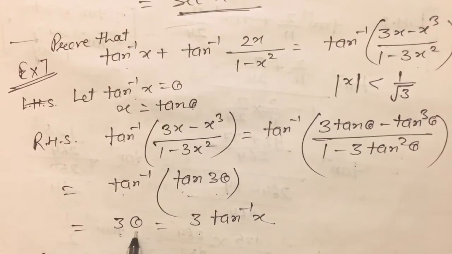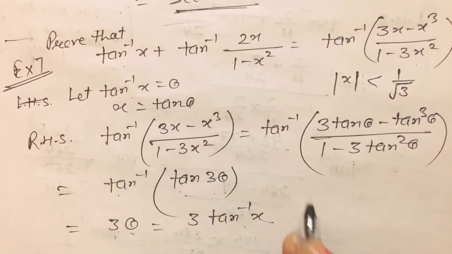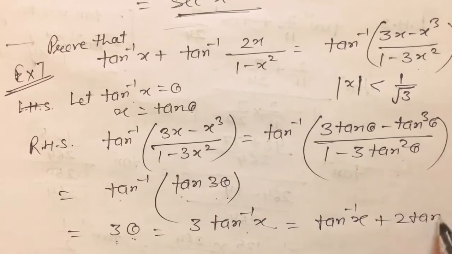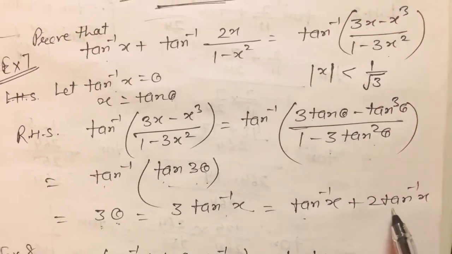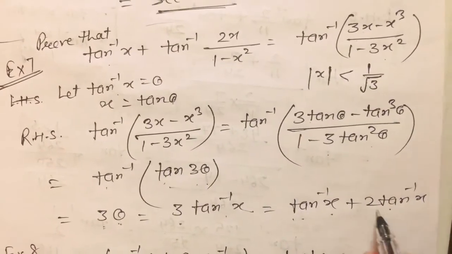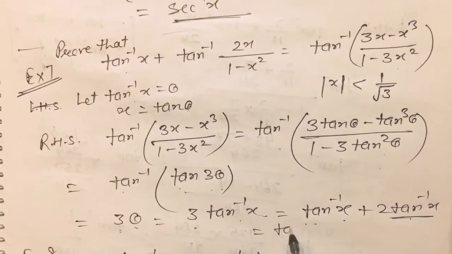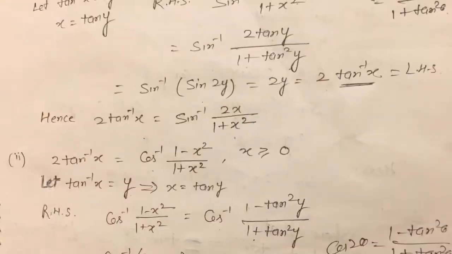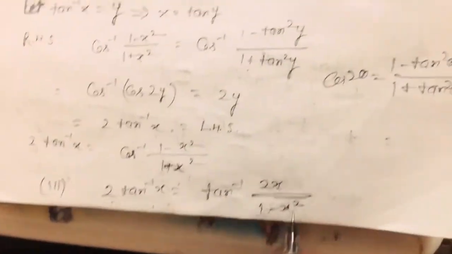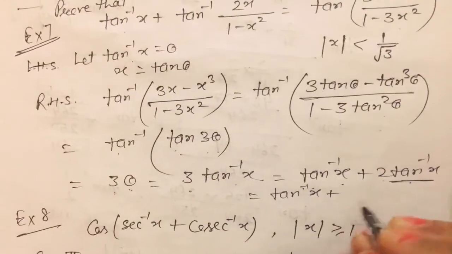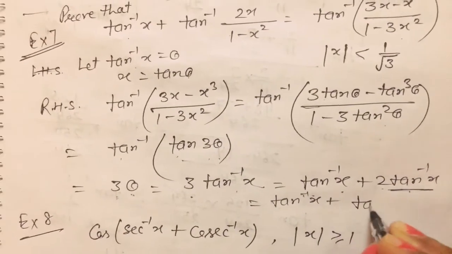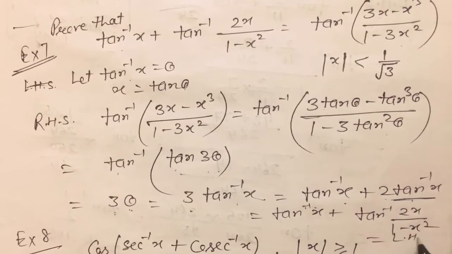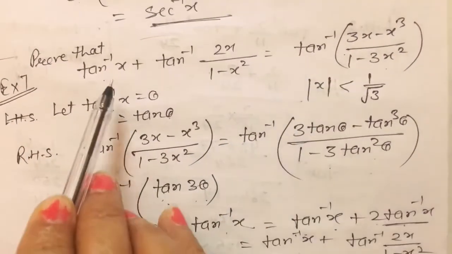We know that theta is tangent inverse x here, so we can write 3 tangent inverse x as tangent inverse x plus 2 tangent inverse x. And we know the formula, we read about this same formula: 2 tangent inverse x is equal to tangent inverse 2x upon 1 minus x square. So we can use here tangent inverse 2x upon 1 minus x square, and this is equal to the left hand side, look here. So we can write this is equal to this.